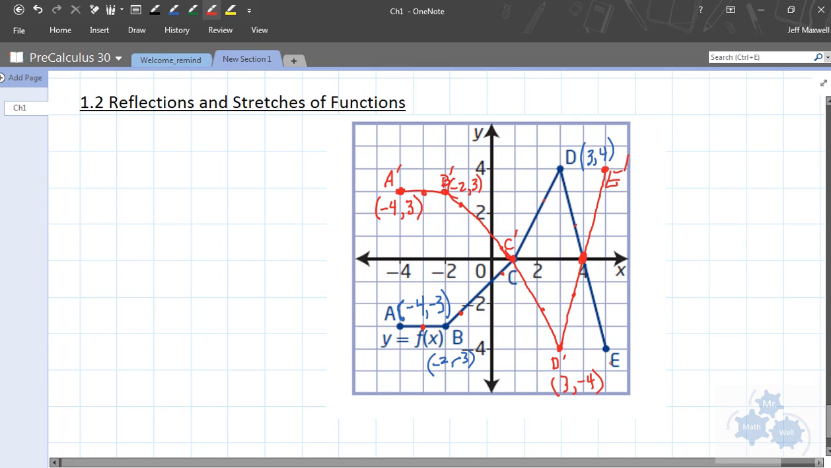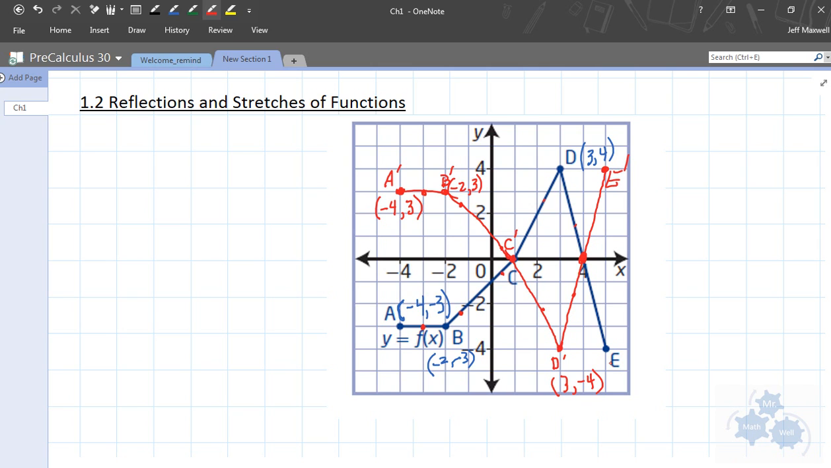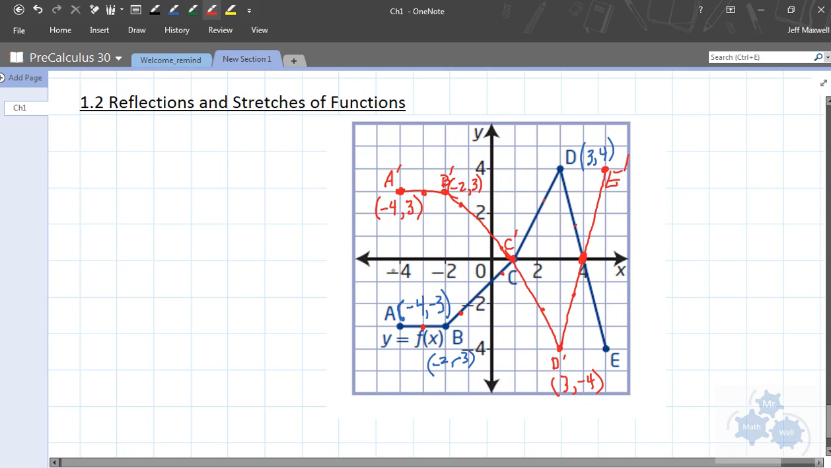Does anyone see a pattern? What is the pattern here between a point and its image point in this type of reflection? The y-coordinate of the point flips signs. Anyone else see that? You guys see that? Yeah? Okay. So in every point, the y-coordinate is the opposite number. It flips signs.